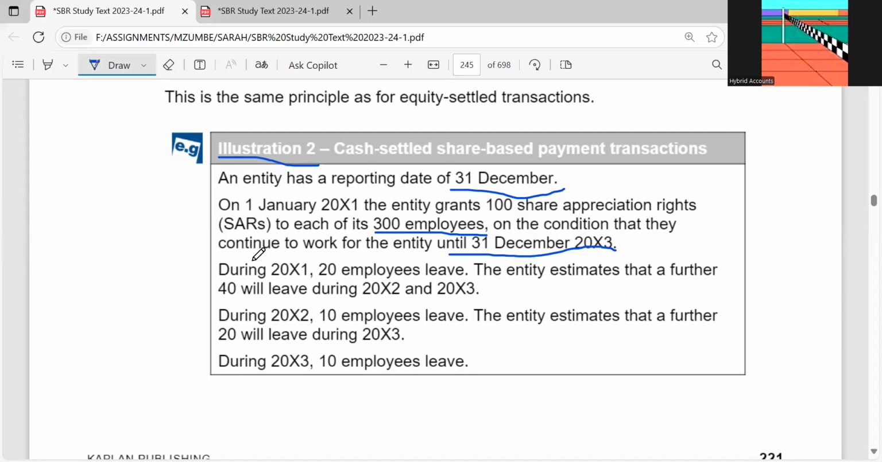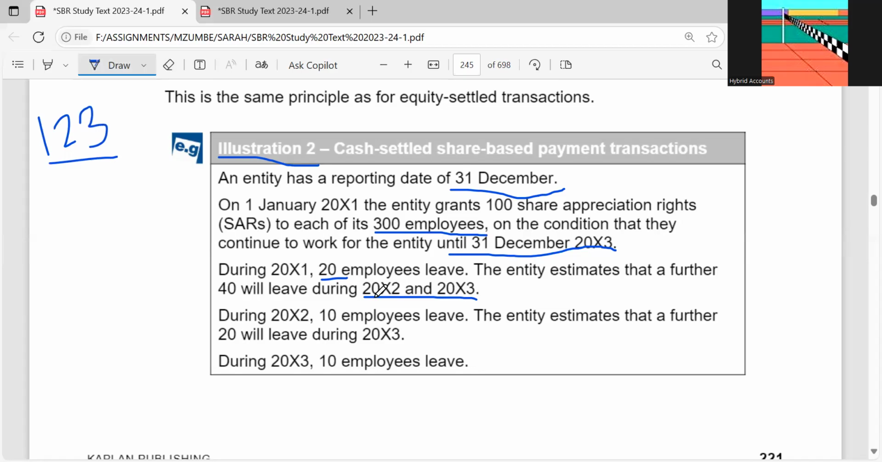Okay, now further information. During 20x1, 20 employees leave. The entity estimates that a further 40 will leave during 20x2 and 20x3. I hope you can see this question now, right? So in the first year, 20 have left, and we expect a total of 40 to leave in 20x2 and 20x3. Whenever we read this question, make sure that you have information for year 1, year 2, and year 3. They would give you in whatever way possible.